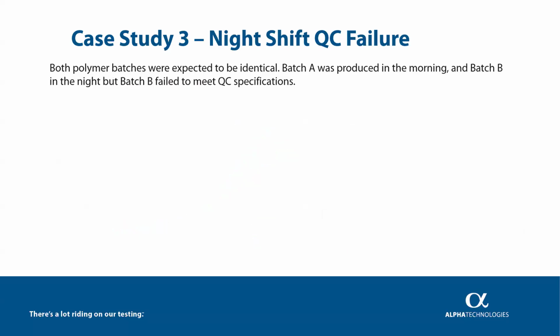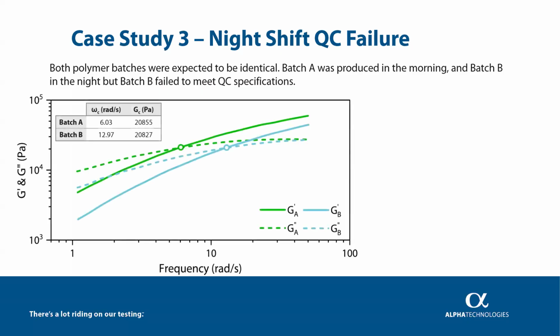All right, so let's take a look at case study 3. In this scenario, the customer had two polymer batches that were supposed to be identical. Batch A was produced during the morning shift, while batch B was produced at night. However, batch B failed to meet the quality control specifications. To investigate further, we ran a frequency sweep on both batches, and right away, we noticed a clear difference.